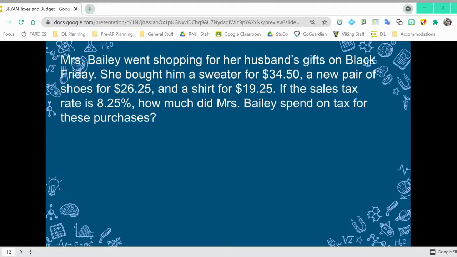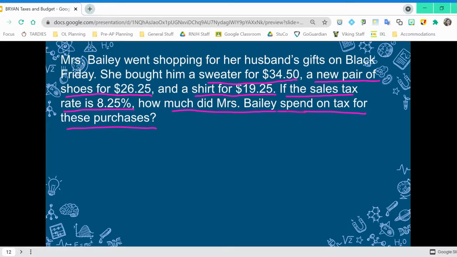Mrs. Bailey went shopping for her husband's gifts on Black Friday. She bought him a sweater for $34.50, a new pair of shoes for $26.25, and a shirt for $19.25. If the sales tax rate is 8.25%, which is what it is here in Dallas, 8.25% of whatever you spend, they're going to add on to your bill that you're going to pay at checkout. How much did Mrs. Bailey spend on tax on these purchases?